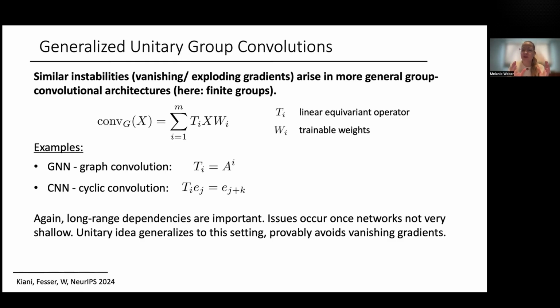And this idea of the unitary convolutions to avoid those instabilities is something that can be made much more general than just graph convolutions. So in our paper, we actually define a more general unitary group convolution operator that could be used, for instance, also to define a unitary CNN, so a unitary convolutional neural network, and also many other symmetries that fit this framework. And then similarly here, we could build networks that are essentially as deep as we would like them without suffering from those instabilities.